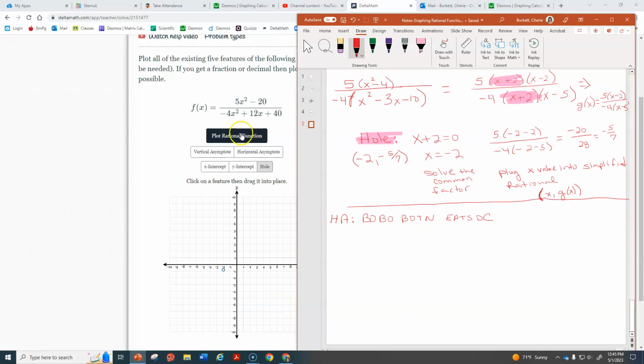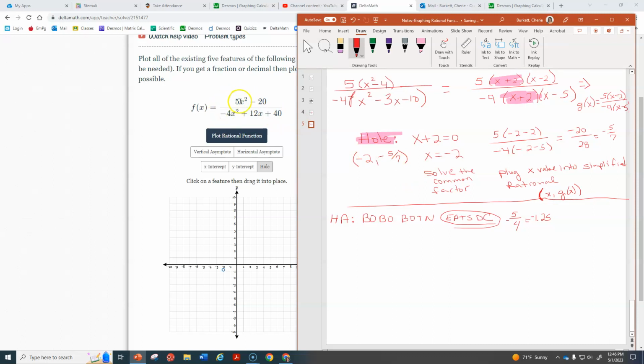Okay, so the next thing we're going to do is the horizontal asymptote. The horizontal asymptote is Bobo Biden eats DC. As you can see right here, the exponents are the same. So this is the outcome right here. So we divide the two leading coefficients. So it's 5 over -4, which comes out to be 1.25, negative 1.25.